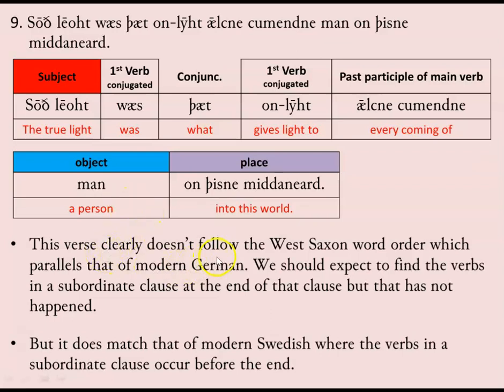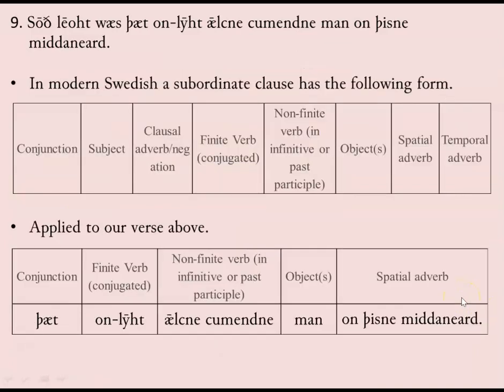Okay, this verse clearly doesn't follow the West Saxon word order, which parallels that of modern German. We should expect to find the verbs in a subordinate clause at the end of that clause, but that has not happened. Okay, we would expect, if this is a verb, kommende, meaning coming, then surely this should be at the end of the subordinate clause. And so should the first verb here, but they're not. Okay, that's not happened at all. But it does match that of modern Swedish where the verbs in a subordinate clause occur before the end. So I want to have a look at that now.